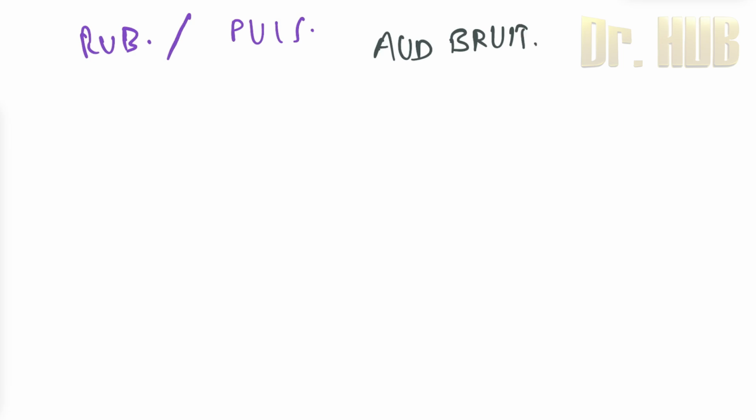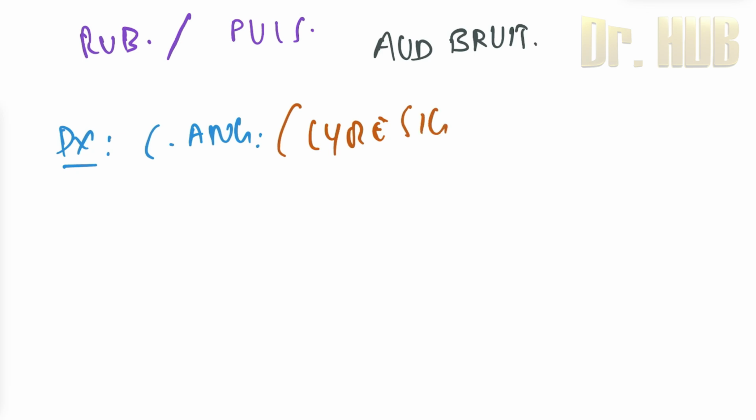So how to diagnose this? The diagnosis is by carotid angiography. There is the Lyre sign. What happens in the Lyre sign? In the Lyre sign, there is a splaying of the internal and the external carotid arteries.